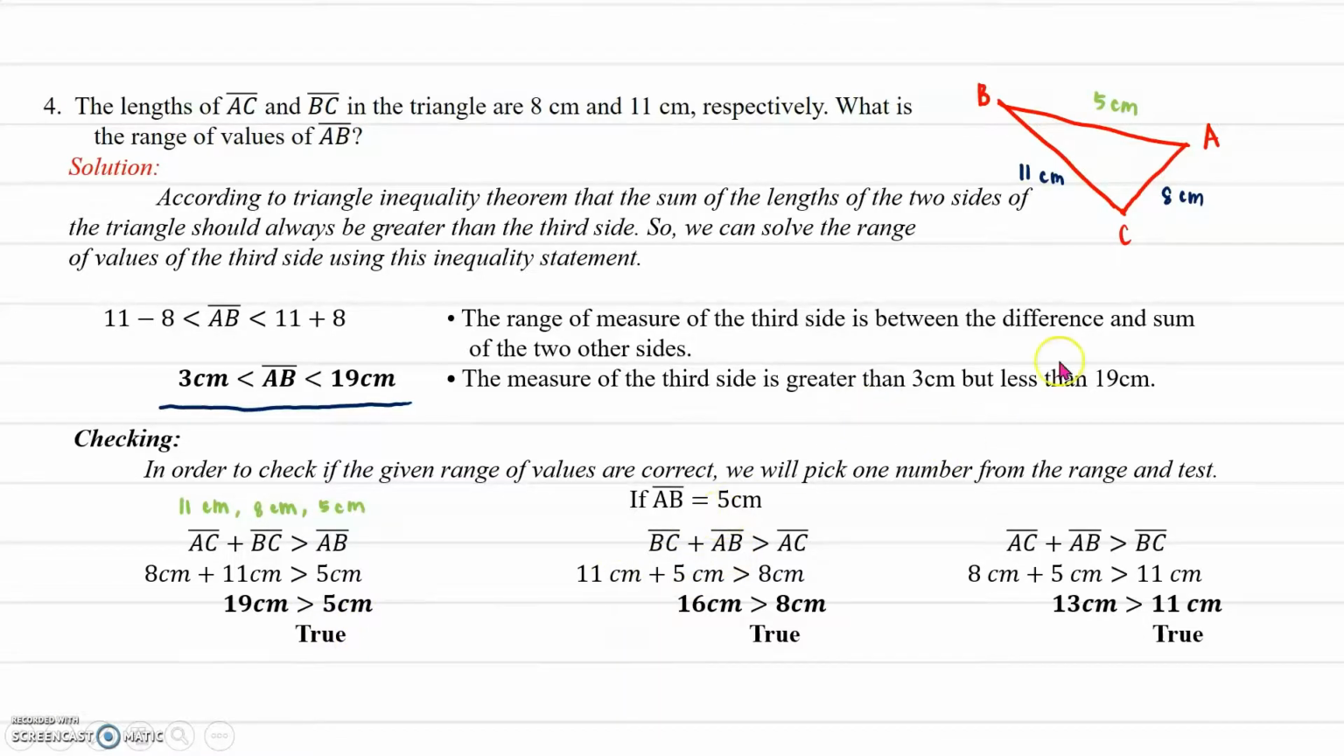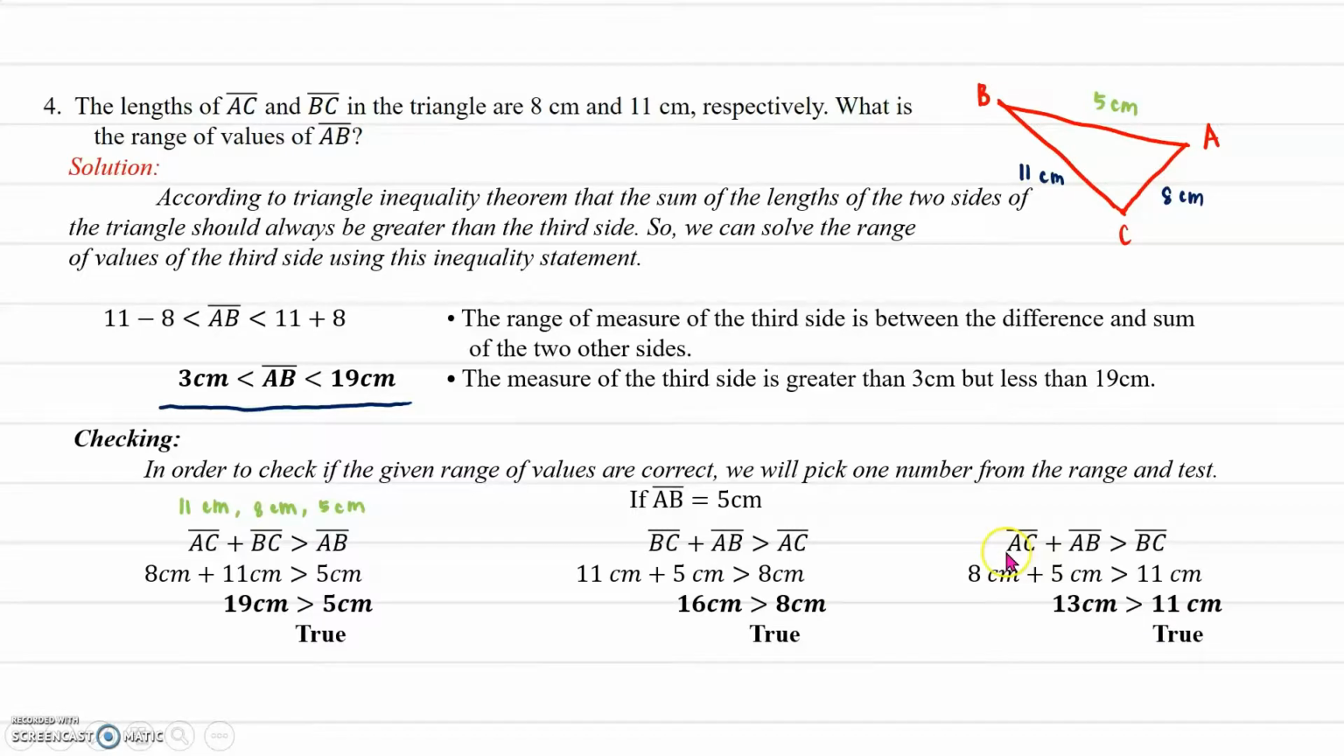Next, let's have segment BC plus segment AB, which we let as 5 centimeters. So that's 11 centimeters plus 5 centimeters is greater than the remaining, which is 8 centimeters. So 16 is greater than 8. So our second statement is also true.